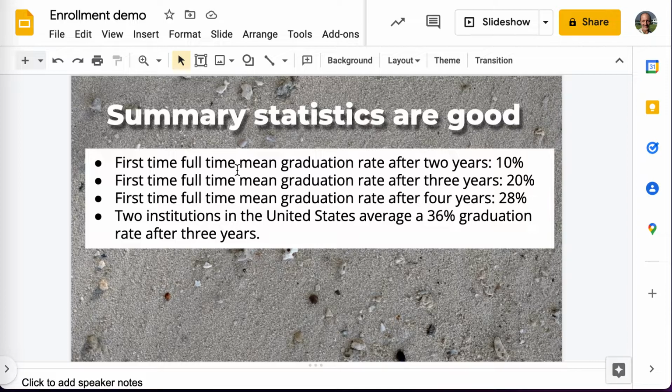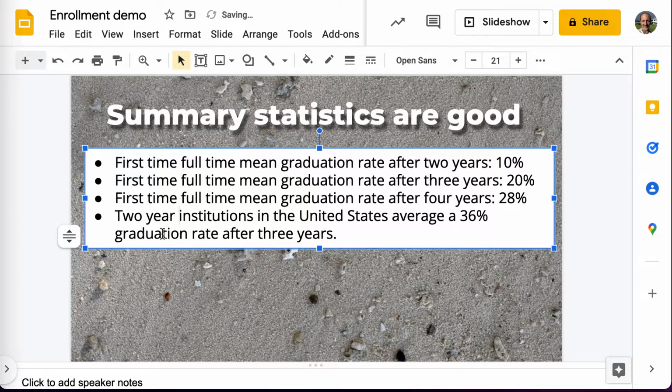And in education, the first-time full-time mean graduation rate is an important number. For us, it's 10% after 2 years, 20% after 3 years, and 28% after 4 years. Two-year institutions in the United States actually have a 36% graduation rate after 3 years, but that might not be the best comparison for us, as we have some unique characteristics in our student population. Among other things, a large number of our students actually depart before they finish the degree to head off to the United States, and so they may not necessarily complete their degree program. They may leave before they complete. That happens less so in the United States. But again, summary statistics are good.